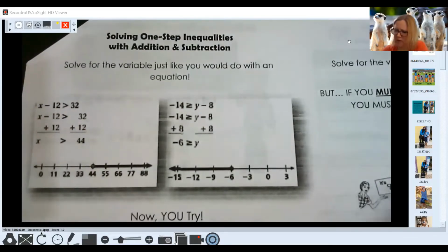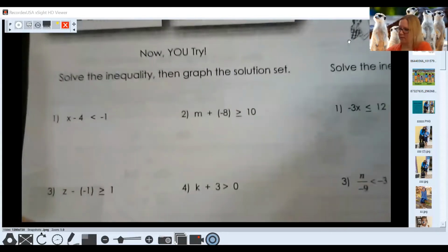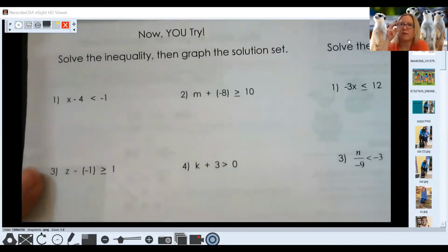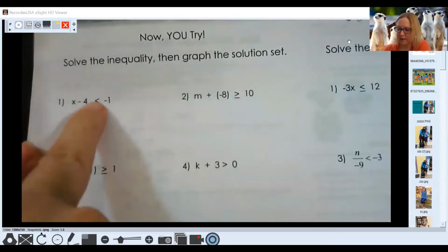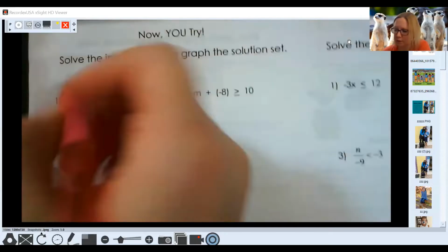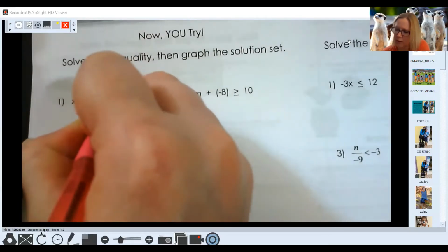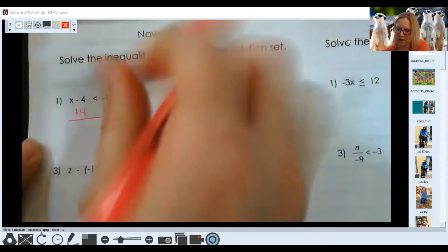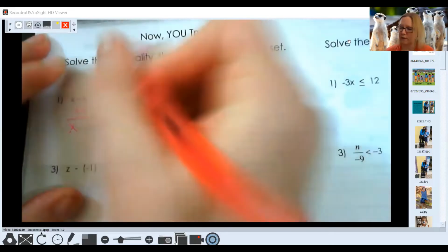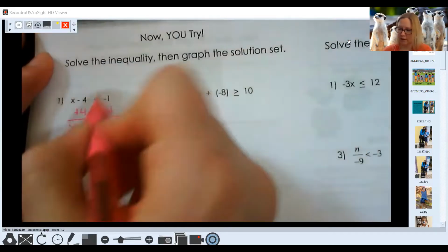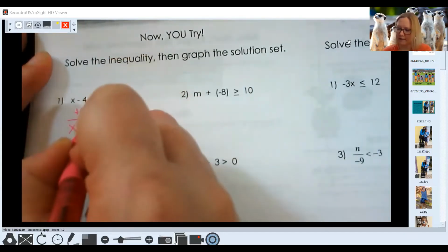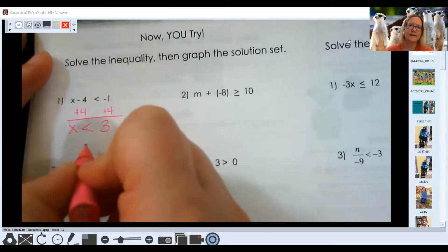All right, so let's go ahead and try the ones at the bottom on the left side of page 9. As I said, you would solve it the exact same way you solve an equation. So if that was an equal sign instead, what we would do is the inverse of subtracting 4. So we're going to add 4 on both sides of the inequality. On this side, I'm left with my variable. On this side, -1 plus 4 is 3. And my inequality symbol, I need to put that back in. That was less than. So my solution is x is less than 3.